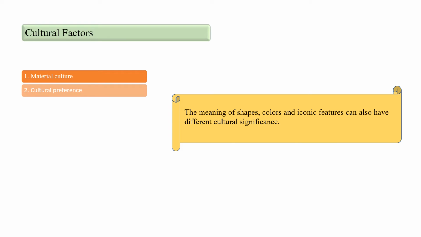The second one is cultural preference. Each country will have varying preferences for products, foods, quality levels, and even brands. The meaning of shapes, colors, and iconic features can also have different cultural significance. These cultural differences must be taken into account to determine whether products are suitable for a market or whether they can be adapted for greater business success. Here, I will give you an example.